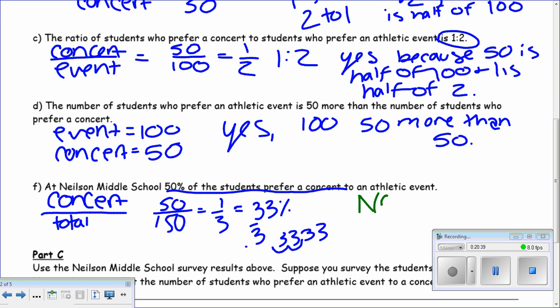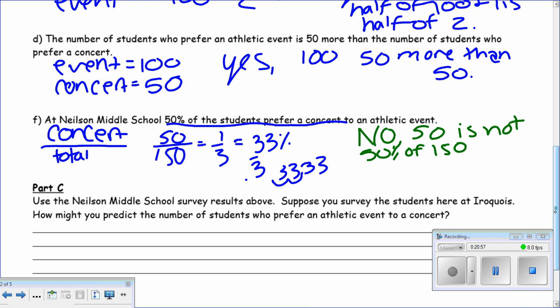No. Because 50, which is the number of students that wanted the concert, is not 50% of 150. Last part, for C. It says, use the Nielsen Middle School survey results above. Suppose you survey the students here at Iroquois. How might you predict the number of students who prefer an athletic event to a concert?